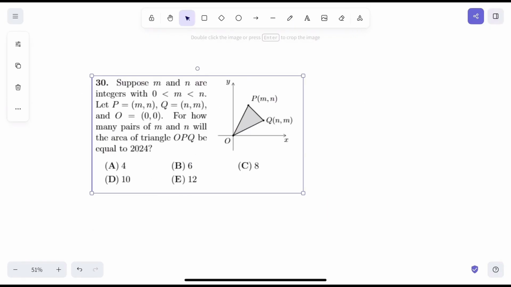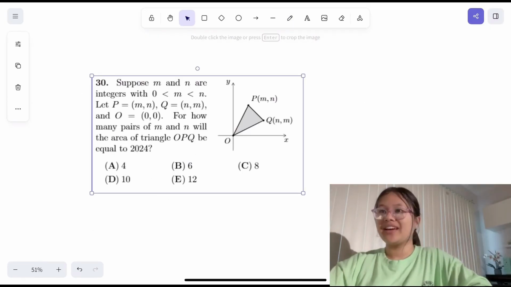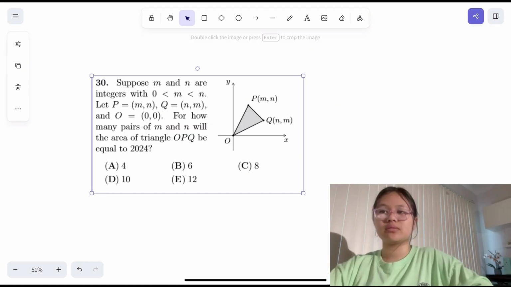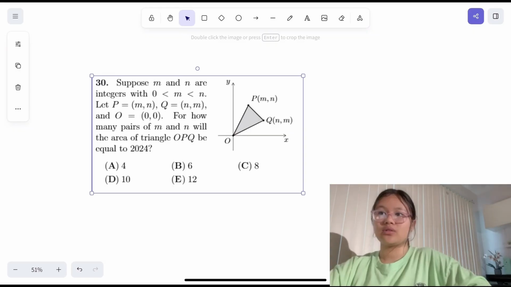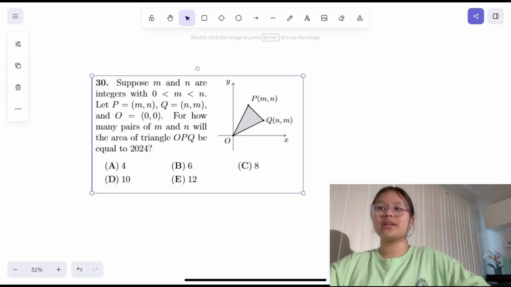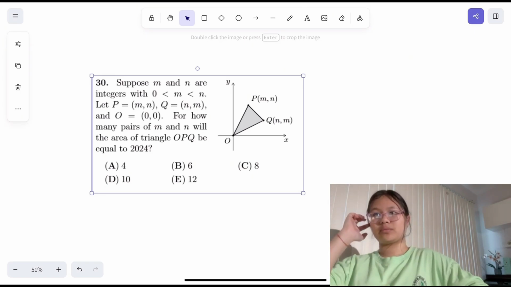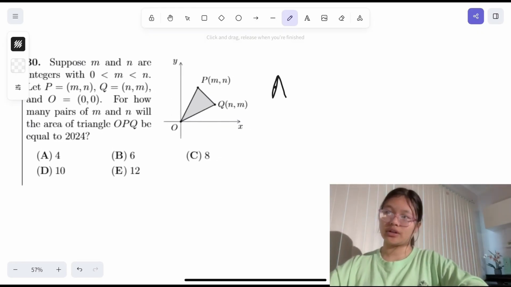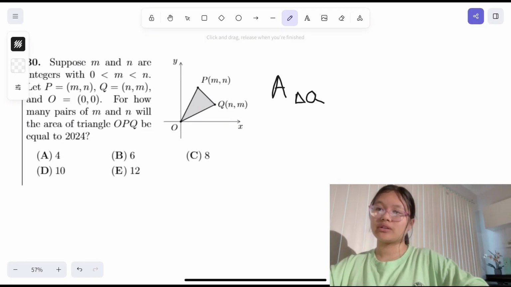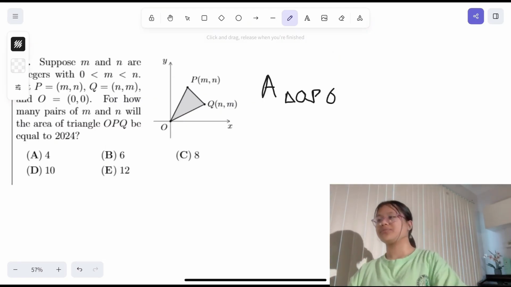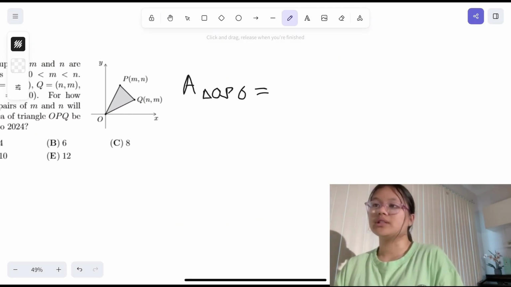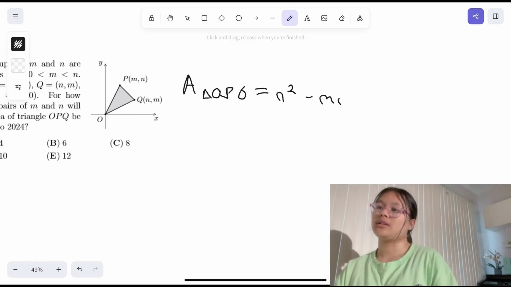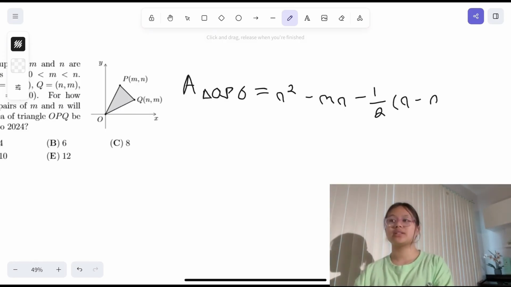Let's go to number 30, last question. Suppose m and n are integers with 0 less than m less than n. Let P equal (m, n), Q equal (n, m), and O equal (0, 0). For how many pairs of m and n will the area of triangle OPQ be equal to 2024? So what we can first do is find the area of the triangle, which is A, and then triangle OPQ. So we're doing n squared minus mn minus 1/2 n squared minus m squared.